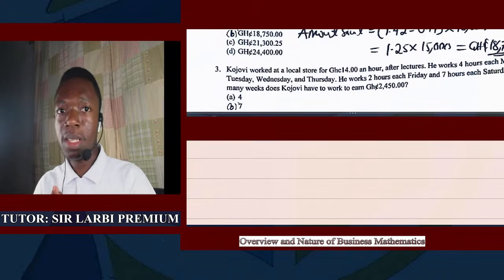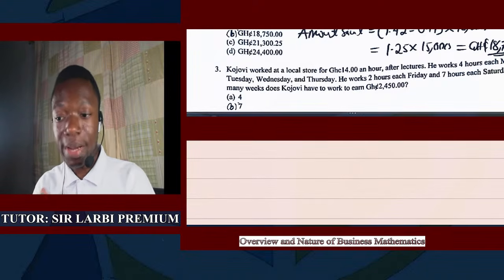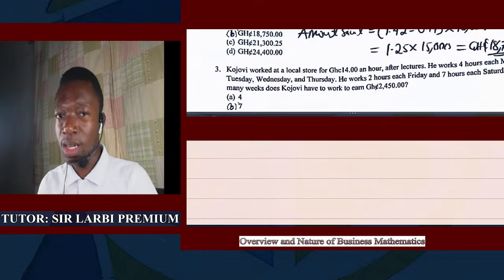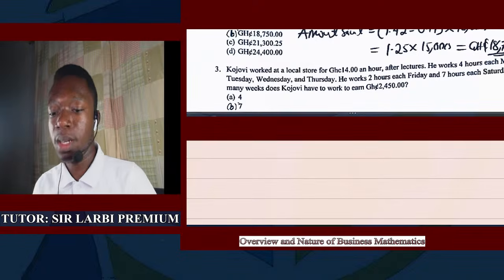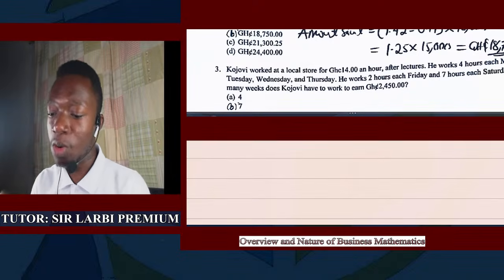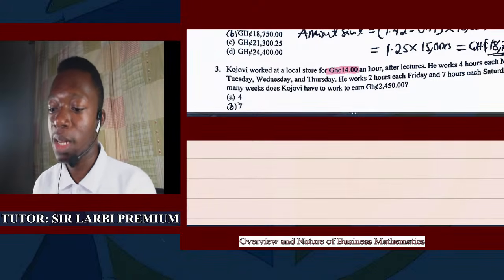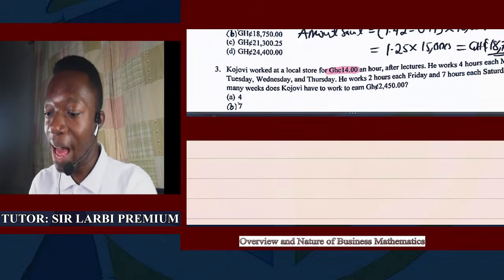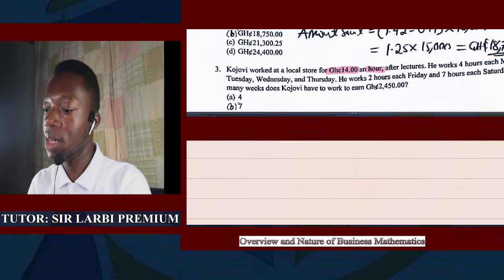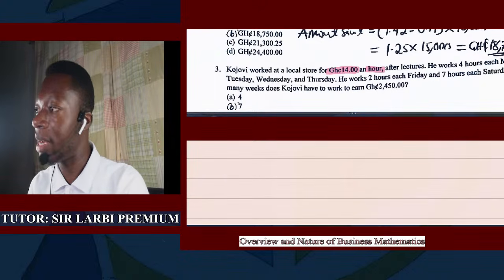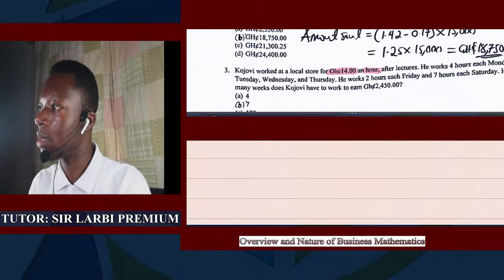So this is the rate of Kojovi, the amount that he's being paid. So here you are trying to have the issue about rate coming in. But wait, Kojovi worked at a local store for an amount of what? 14 what? Ghana cedi an hour after lectures. He worked 4 hours each Monday. I hope you can see that part.